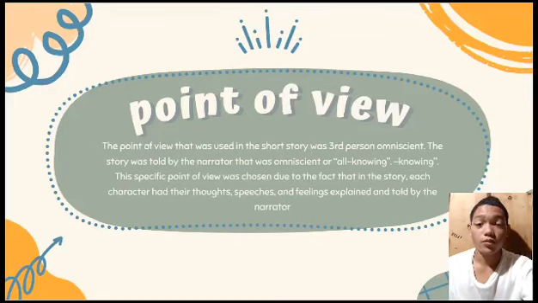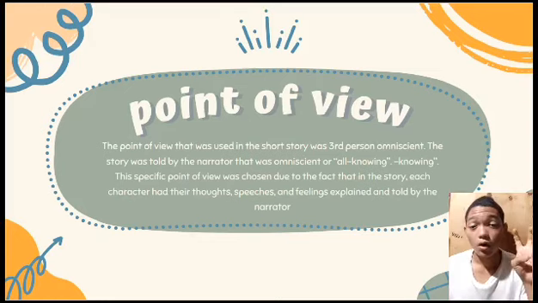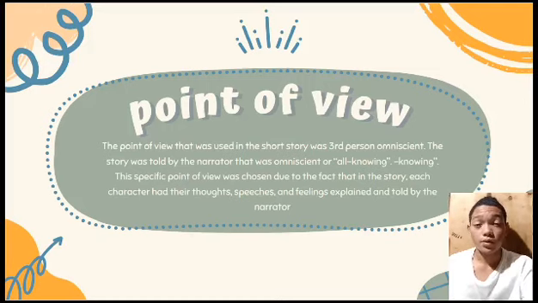Point of view. The point of view that was used in the short story was the third person omniscient. The story was told by a narrator that was omniscient, or all-knowing. This specific point of view was chosen due to the fact that in the story, each character had his own thoughts, speeches, and feelings explained and told by the narrator.